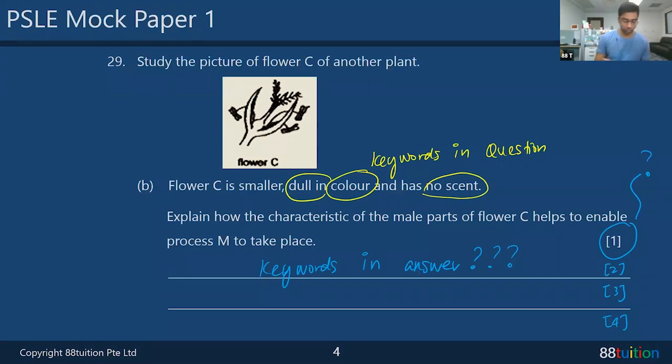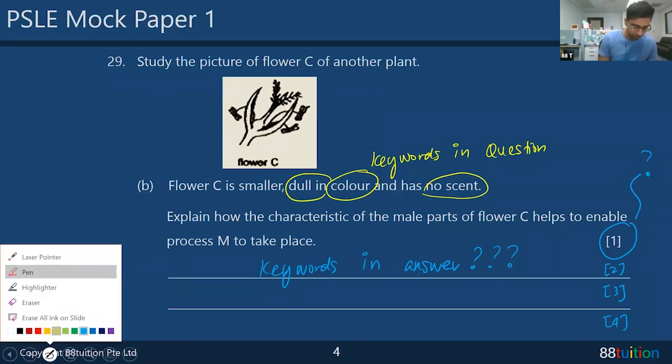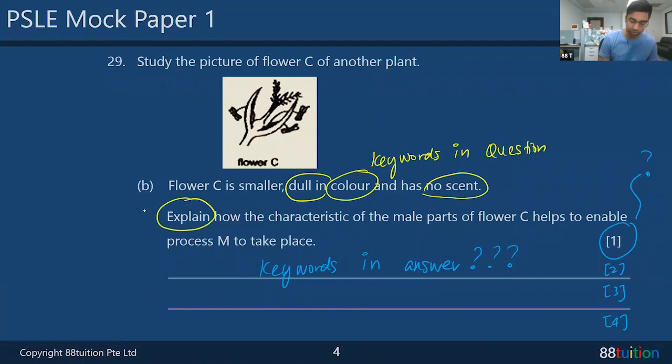Explain how, okay? So this is a keyword again in yellow, because these are the question ones, so I'm going to write in yellow. For the answer ones, we write in blue, okay? Explain how the characteristic, which characteristic? Characteristic of male parts only. If you talk about female parts, then no mark for you.